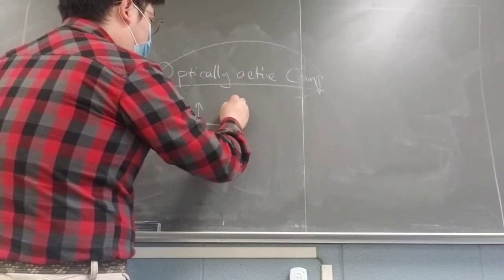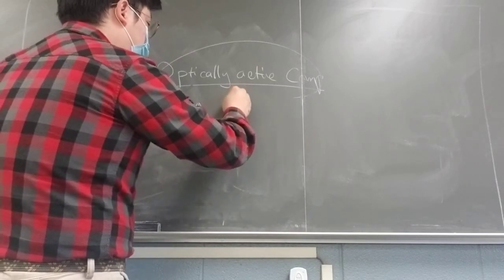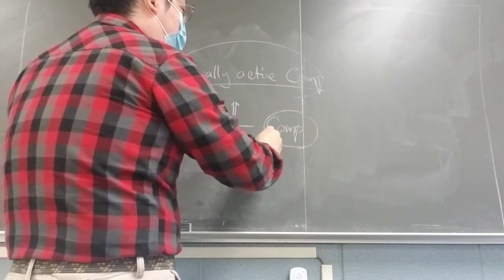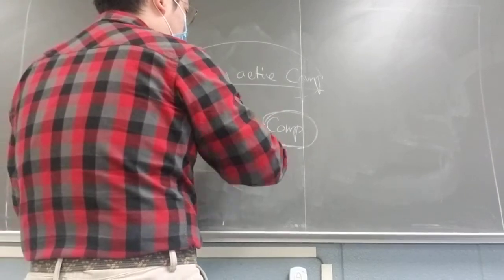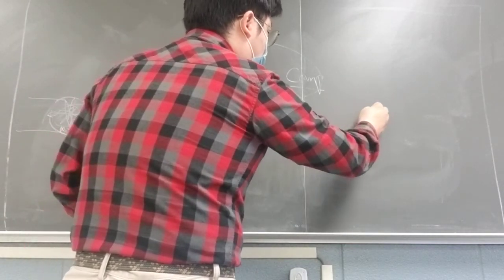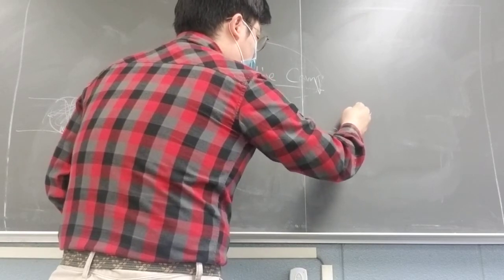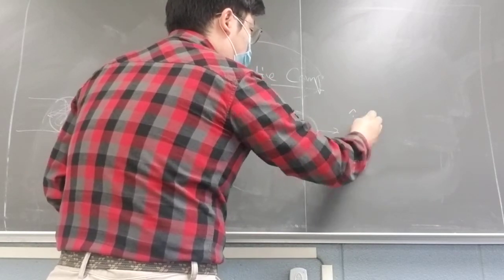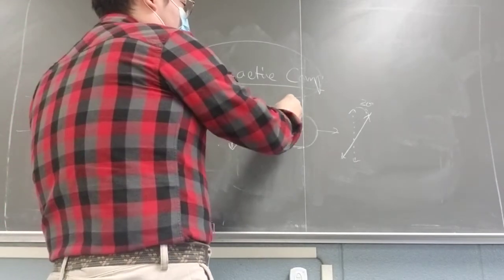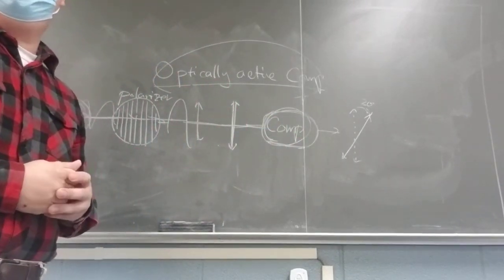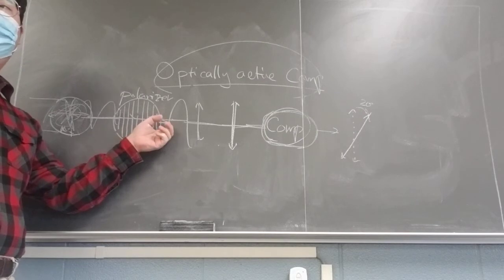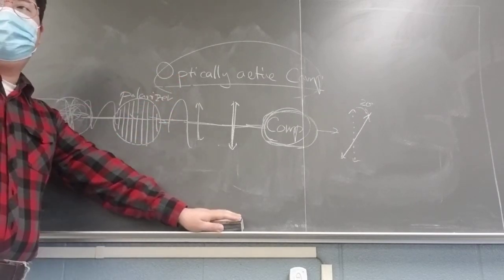Maybe this starts from here in this direction, and there's a compound filled in a container, like a cylinder-like container. When this polarized light goes through the compound, it may change direction. Initially it was this one, but maybe it changes to 20 degrees this way. We can call this compound optically active. Some compounds don't do that, but other compounds do rotate the polarized light, and we call them optically active.